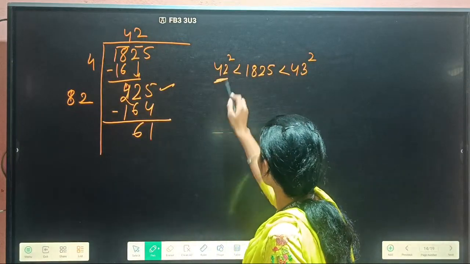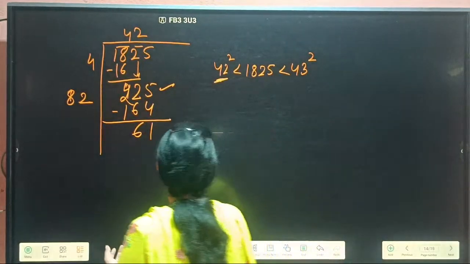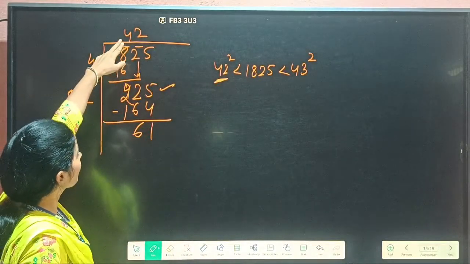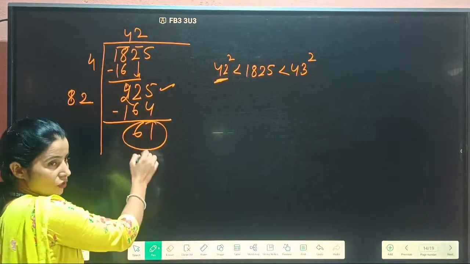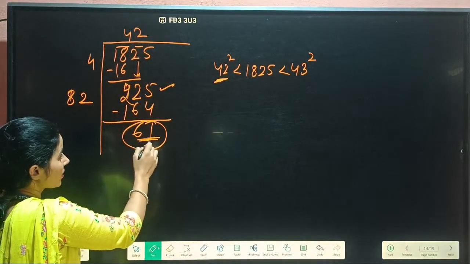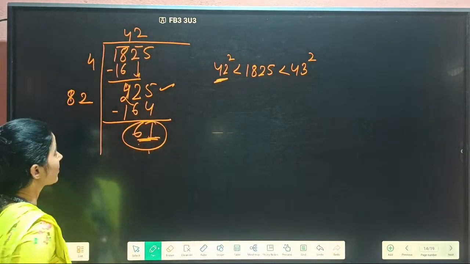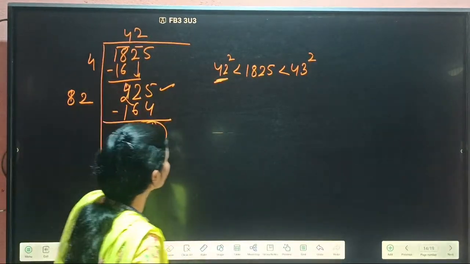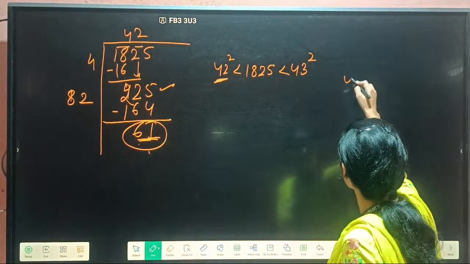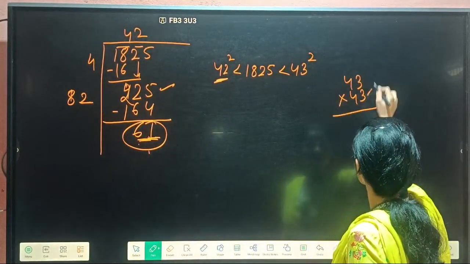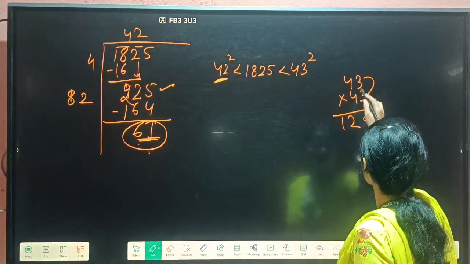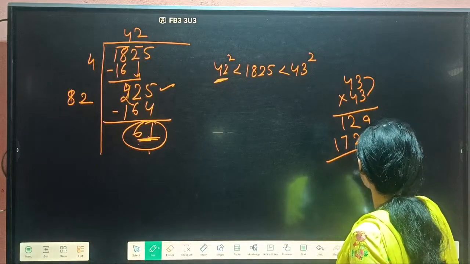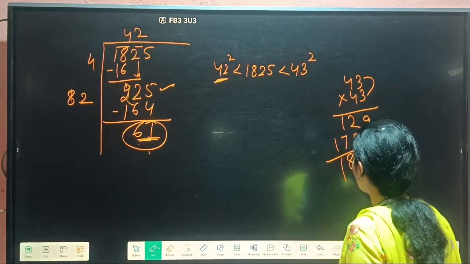If it was a perfect square of 42, then there should be remainder 0. But we are not getting remainder 0. It means its square root will be more than 42. So what is the multiplication of 43 with 43? 3 3s are 9, 3 4s are 12. Then 3 4s are 12, 4 4s are 16 and 1 is 17. It is 1849.